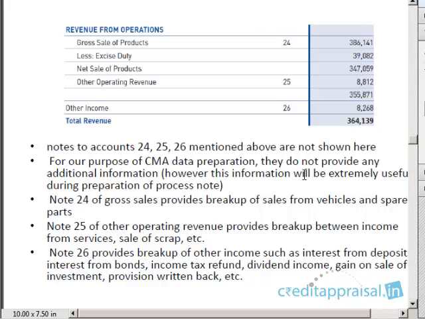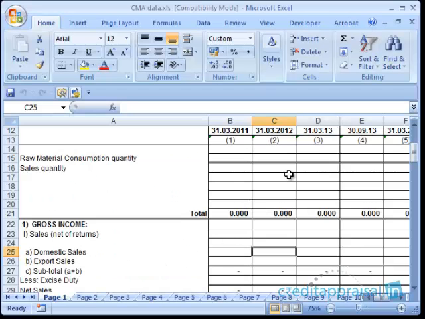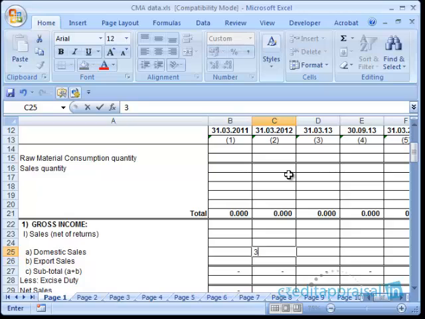So let us open the blank format for CMA data and put in the revenue items for Maruti Suzuki. The first item we are going to take is the gross sales, and this amount is 386,141. So I'm going to put this figure into the CMA data under the head of domestic sales. I'm putting that entire amount here. The breakup between domestic sales and export sales is something I'm not considering right now, but if the information is available, you can enter it.